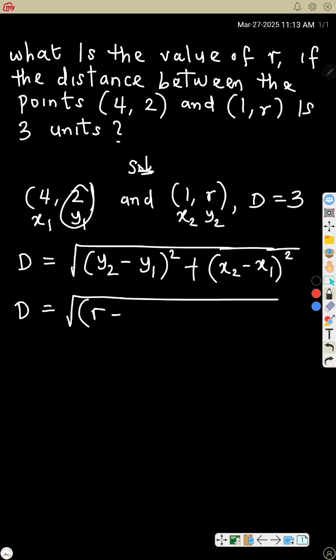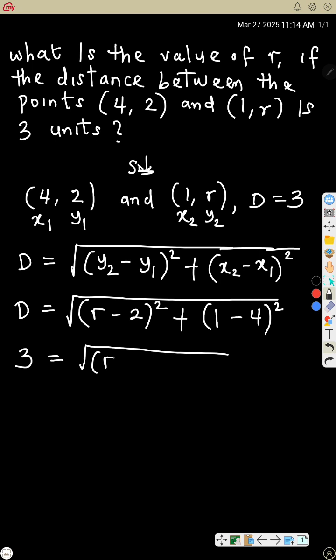So distance is equal to the square root of y2, which is r, minus y1, that's 2, so (r minus 2) squared, plus x2, 1, minus x1, 4, squared. But the distance is given as 3, so that means 3 is equal to the square root of (r minus 2) squared plus (minus 3) squared, because 1 minus 4 is minus 3.